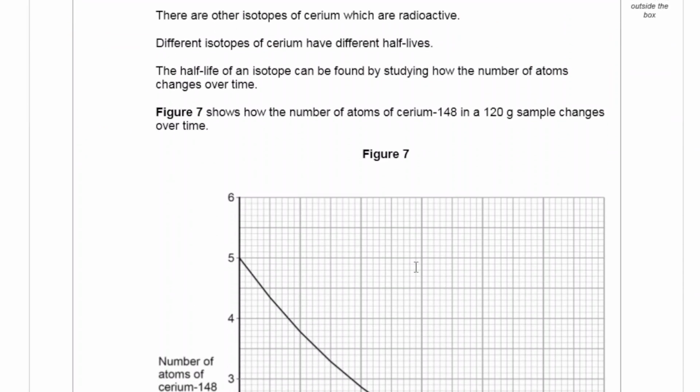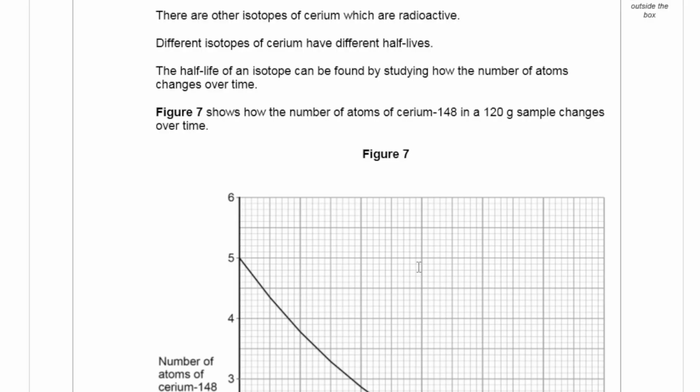There are other isotopes of cerium that are radioactive. Different isotopes of cerium have different half-lives. The half-life of an isotope can be found by studying how the number of atoms changes over time. Figure 7 shows how the number of atoms of cerium-148 in a 120 gram sample changes over time.